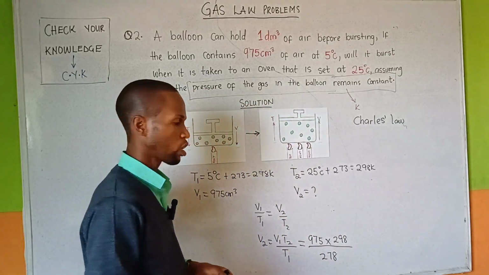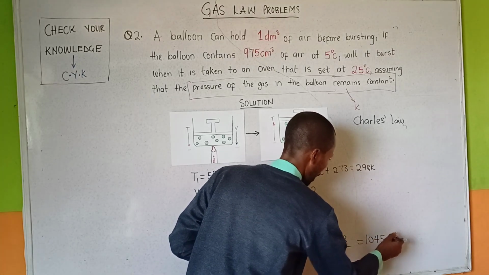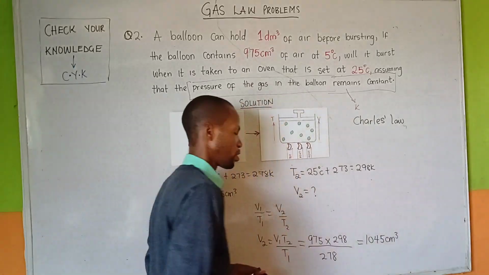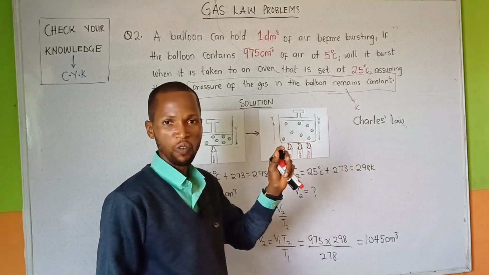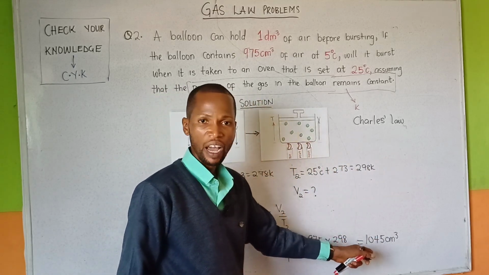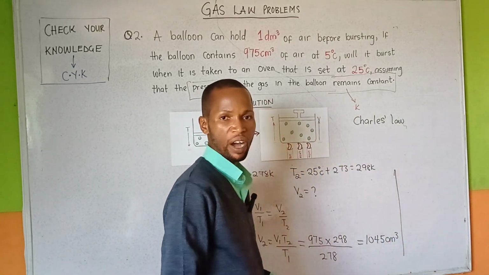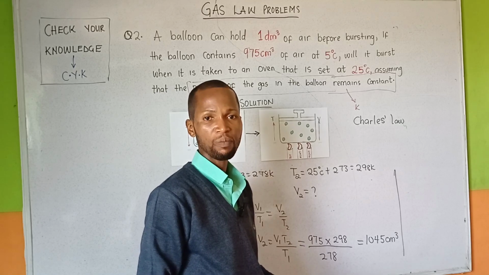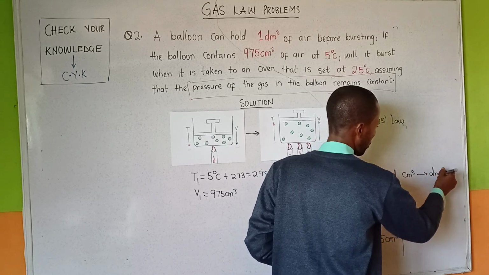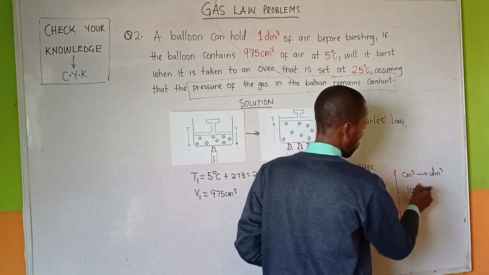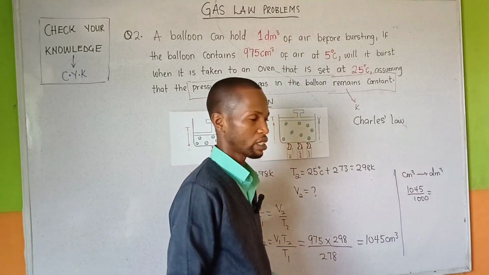When you press your calculator, what do you have? That's right, we have 1045 cm cube. So here is the new volume of air in the balloon when it was taken into the oven. The 1045 cm cube is equivalent to what dm cube? Recall that if we are to convert cm cube to dm cube, we are expected to divide by 1000. So we have 1045 divided by 1000. So this will give what? That's right.